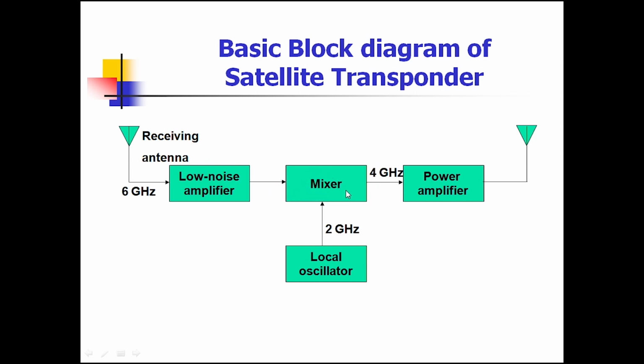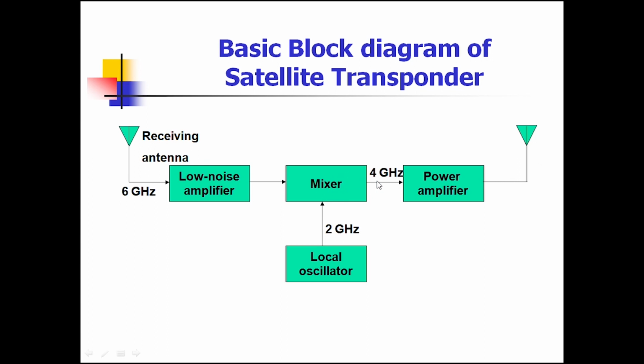The mixer consists of a multiplier followed by a bandpass filter. The mixer multiplies the 6 GHz signal and another 2 GHz signal generated by the local oscillator. When two signals are mixed, we get the addition and difference of frequencies. That means at the output of the mixer we get 6 plus 2 GHz and 6 minus 2 GHz. The 6 minus 2 GHz, equal to a 4 GHz signal, is picked up by the bandpass filter.